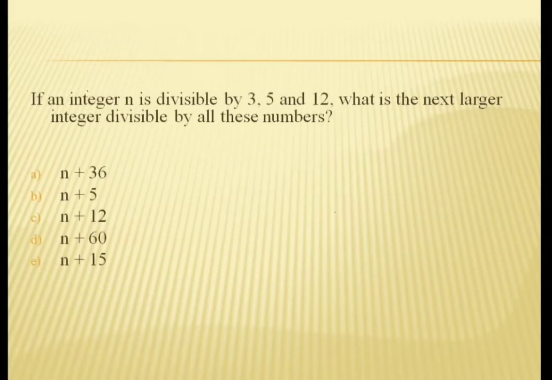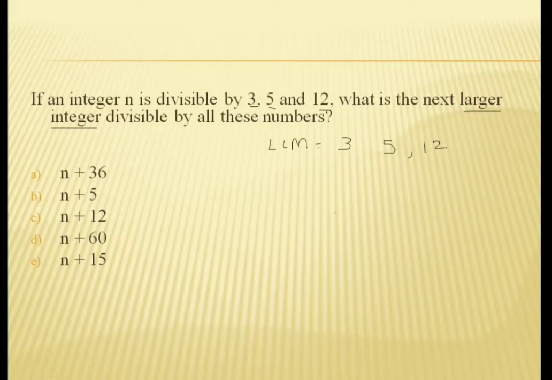Okay, so next question. If an integer n is divisible by 3, 5 and 12, what is the next larger integer divisible by all these three numbers? If it is divisible by 3, 5 and 12, it should be divisible by the LCM of these three numbers, right? So we can consider the LCM of 3, 5 and 12. We have to find out the next larger integer divisible by all these numbers.